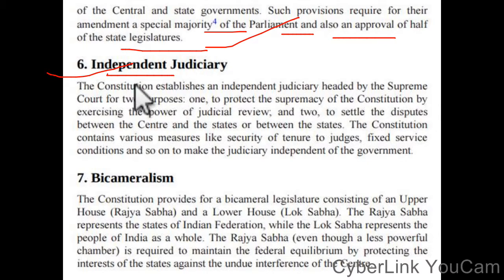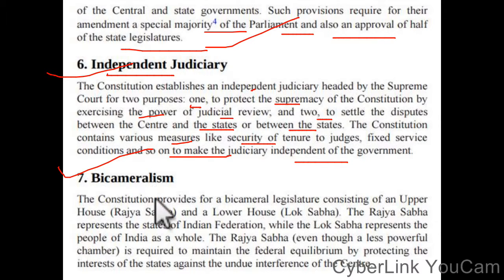Independent judiciary. The Constitution established an independent judiciary headed by the Supreme Court for two purposes: one, to protect the supremacy of the Constitution by exercising the powers of judicial review, and two, to settle disputes between the center and the states, or between the states. The Constitution contains various measures like security of tenure for judges, fixed service conditions, and so on to make the judiciary independent of the government.